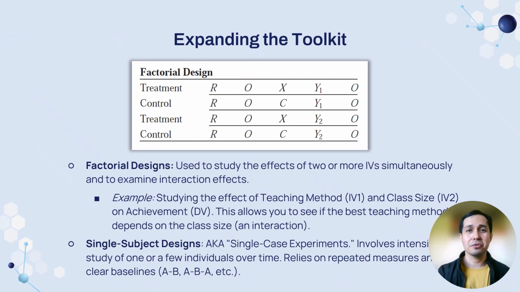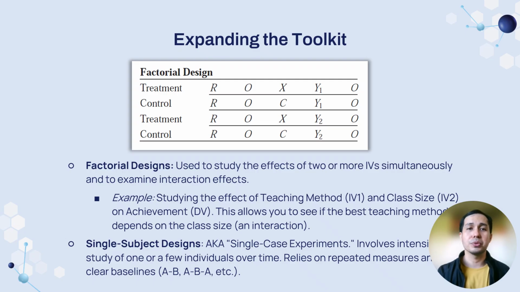Beyond these basics, there are more complex and powerful designs. Factorial designs allow you to study the effect of two or more independent variables at once. For example, you could study the effect of teaching method and class size on achievement. The real power of this design is that it lets you see if there is an interaction effect, for instance, does the best teaching method depend on the class size?